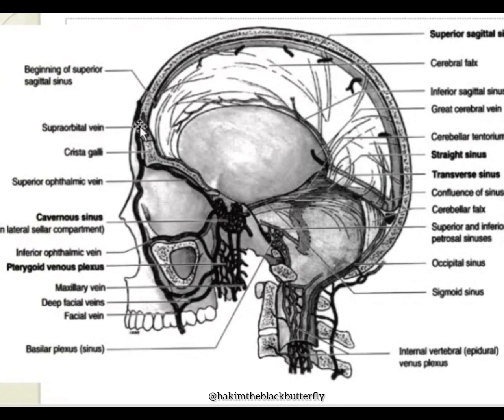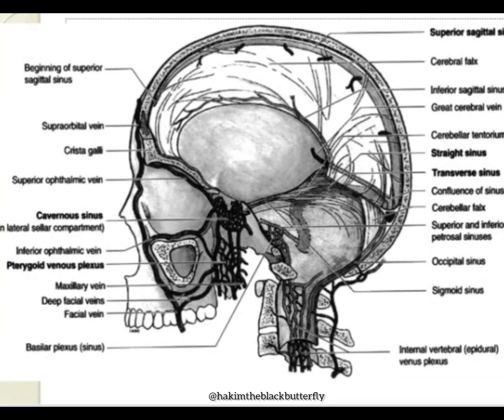This vein is known as the supraorbital vein because it is above the orbit, deep to the skin of the face. And this vein is known as the facial vein. So you can see the supraorbital vein and the facial vein anastomosing. These are veins of the face.